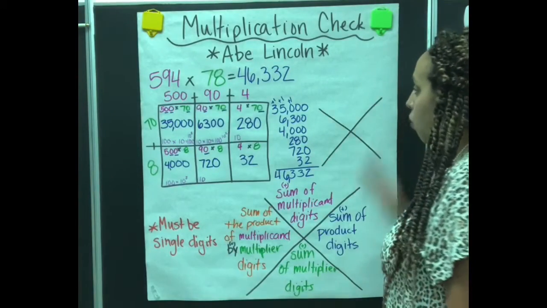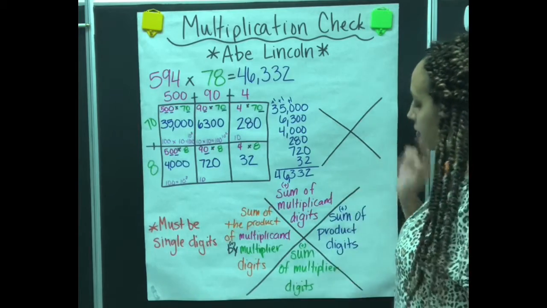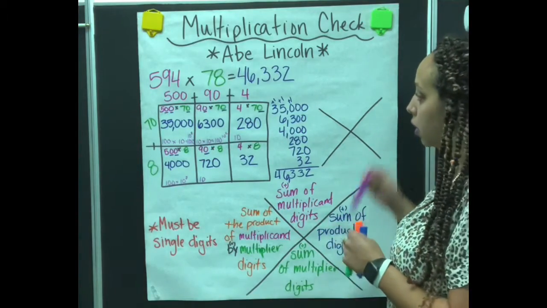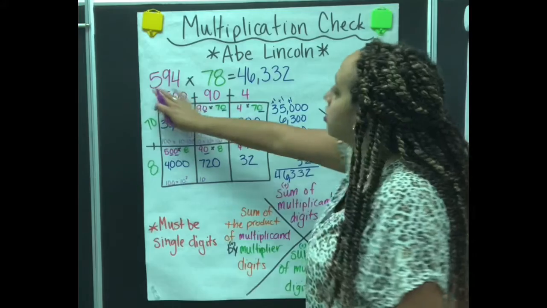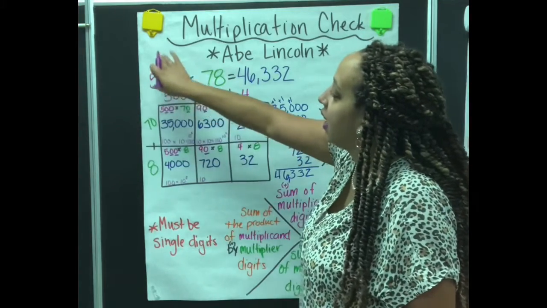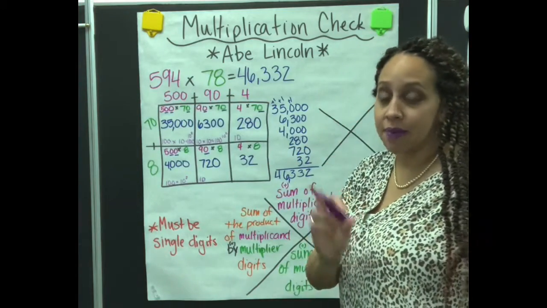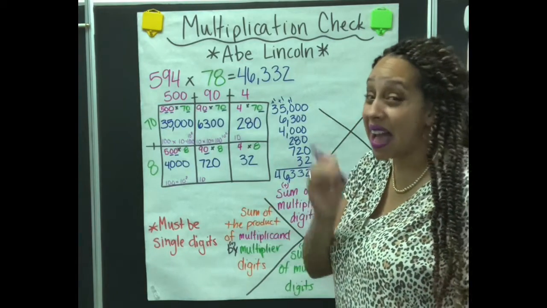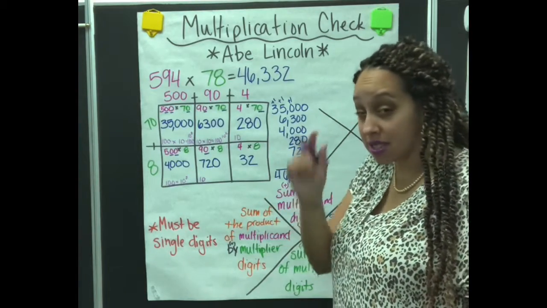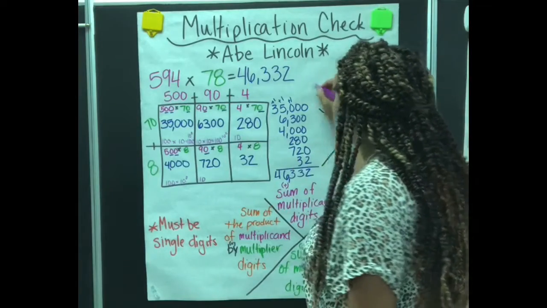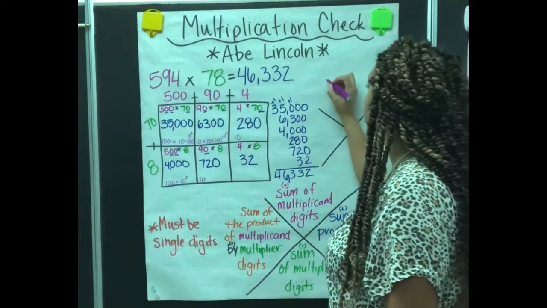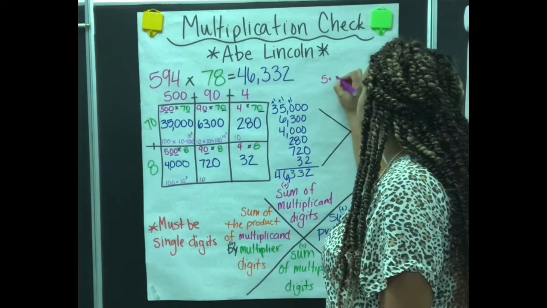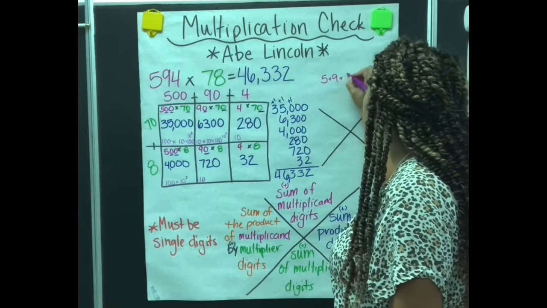So, what we do is we get the sum of the multiplicand digits. What we're going to do is we're going to take our digits. We have 5, 9, and 4. We're not looking at them as 500, 990, and 4. We're just looking at them as digits, single digits. So if we're going to take the sum, we're going to add them. We go 5 plus 9 plus 4.